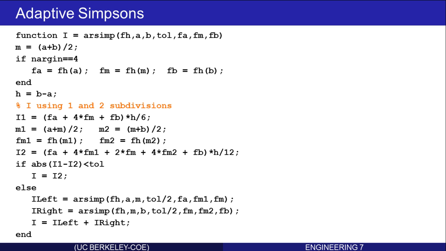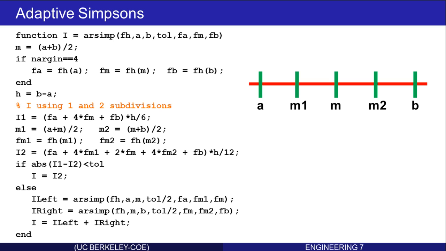And then finally finish. What does this look like? Suppose the user makes a call with only 4 input arguments. Well then, the nargin equal 4 line runs, evaluating the function at a, m, and b. And the fm1 and fm2 lines run, evaluating the function at m1 and m2. 5 function calls have occurred before the recursive calls even start.